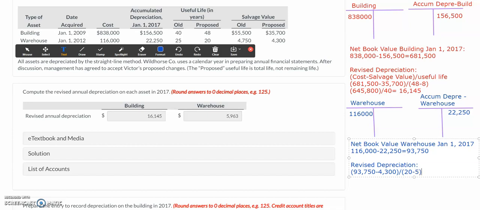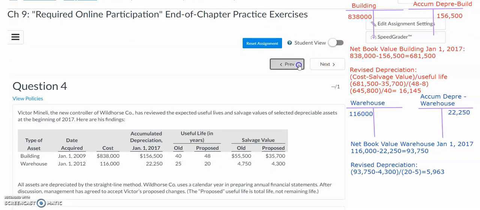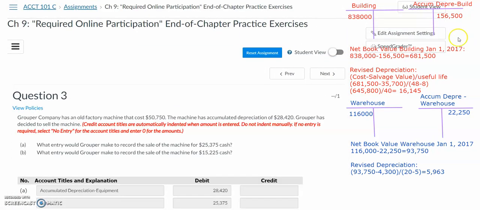Actually, it's been 5 years. All right. So once you do the math here, then you're going to end up with 5,963. All right. So the next problem that we're going to go over is what happens when a company is going to dispose of a fixed asset. So we're going to do this with question number 3.